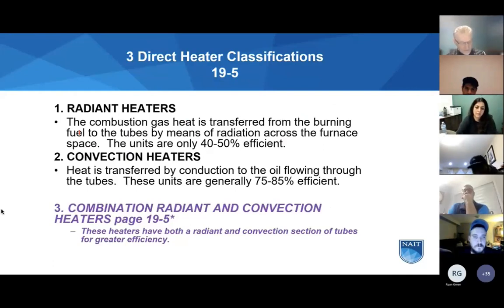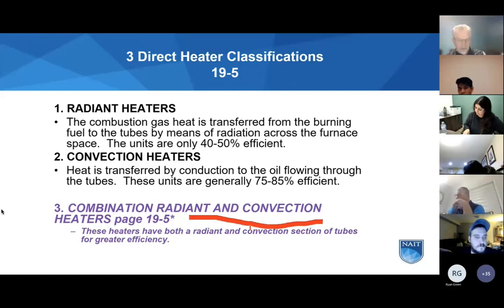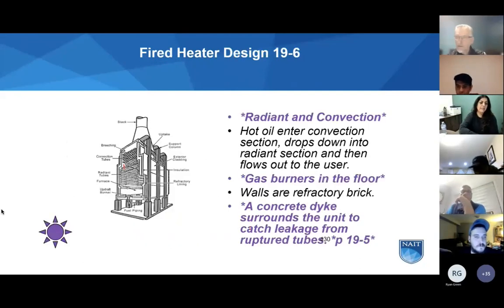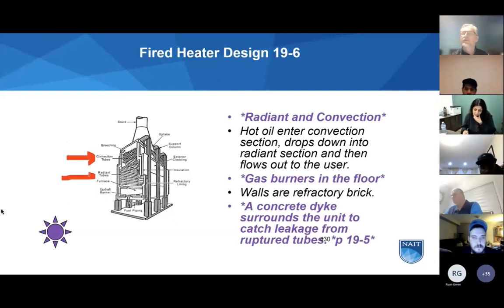Types of coils or heating coils talked about in 19.5: combination radiant and convection heaters. I'm going to refer you to this picture. This should be bigger. But the one in the book shows the convection tubes up here in the top, or the breeching, and it shows the radiant tubes within the furnace. So within the furnace, we have flames. It shows updraft burners. So we have burners in the floor, flames are shooting up.